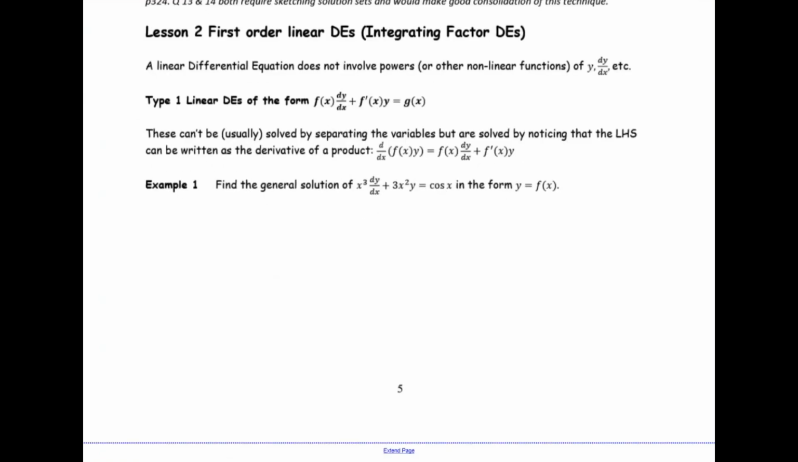So in this example one, on the left-hand side we've got x cubed dy by dx plus 3x squared y. What you notice here is that if you differentiate x cubed, you get 3x squared, and if you differentiate y, you get dy by dx. This has come from the product rule, so if we had our u to be x cubed, our du by dx would be 3x squared, and if we had our v to be y, our dv by dx would have been dy by dx. So this left-hand side has come out because of the product rule.